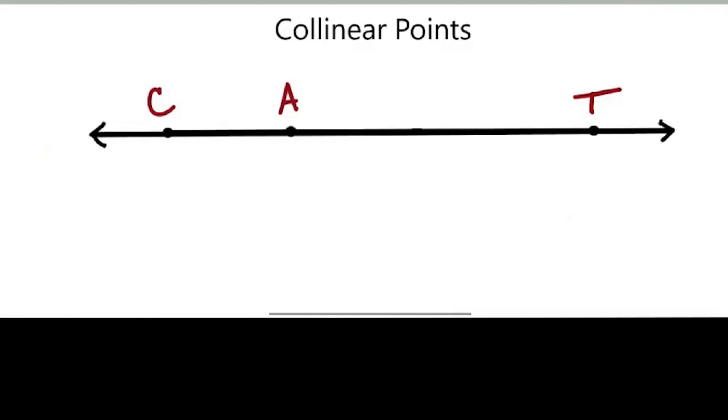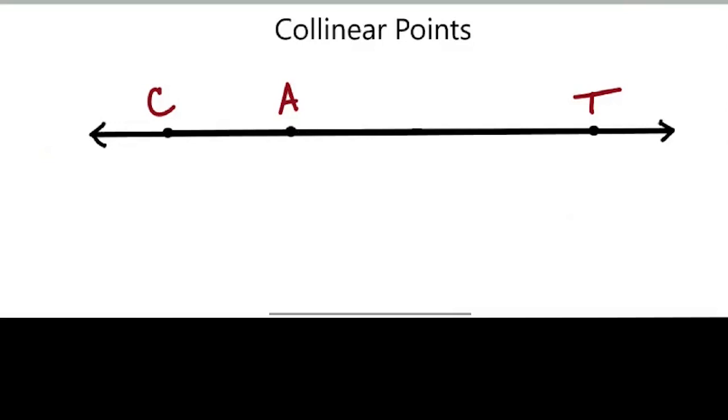Hello again. Today we are talking about collinear points. All right, so collinear points are points that are on the same line. So here we have points C, A, and T. So points C, A, and T are all collinear since they're all on the same line.